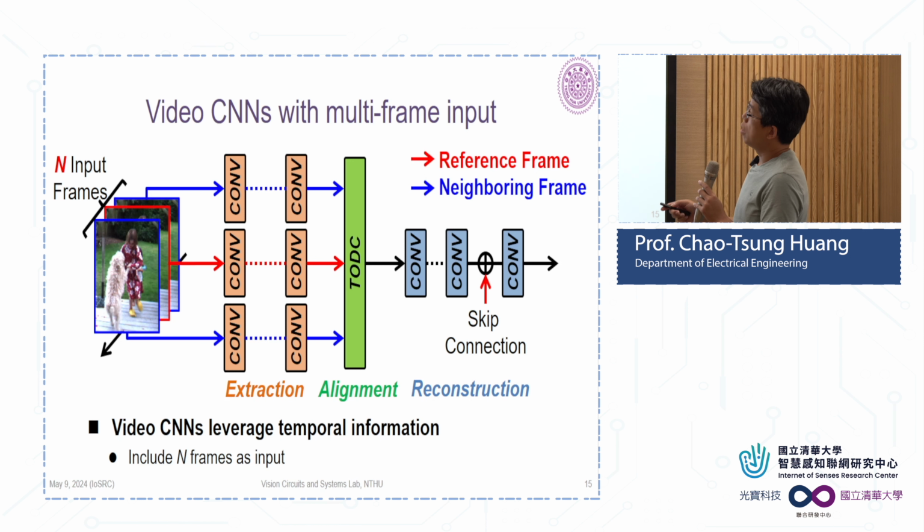And this is a basic structure for the video CNNs. It consists of 3 stages: extraction, alignment, and reconstruction. First, we will have n input frames, and we will extract layer features separately. And then in the alignment stage, we will align them and fuse them into one single frame. And finally, we can use the reconstruction stage to generate the final output.